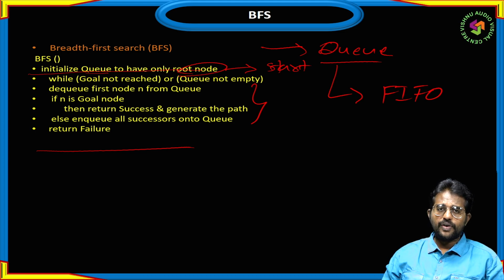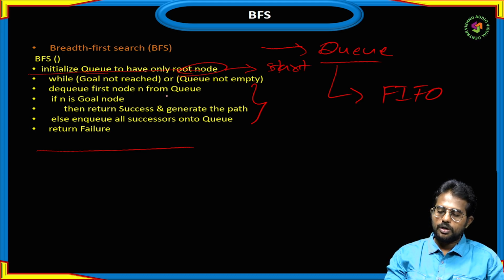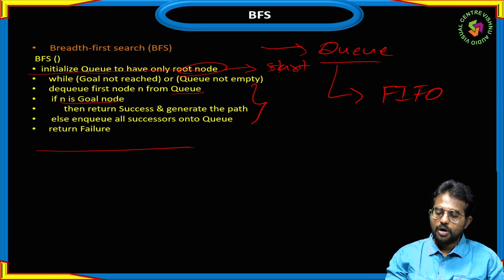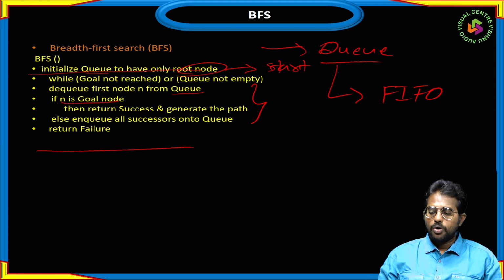If I am applying the dequeue, then the element that is pointed to by the front will be deleted. This first statement will return some node to node n. After that, node n will be holding some node, and I will check whether n is a goal node. So I will apply the test condition on n, whether it is a goal node or not.